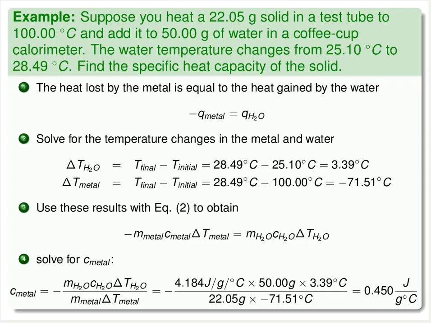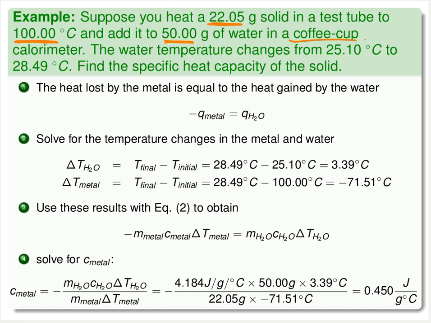Okay, so to make sense of this and get a feel for what we can do, let's look at a simple example where you have a heated chunk of solid. In this case, it's a 22.0 gram solid, and we've heated it up in a test tube, rather high temperature, all the way up to 100 degrees Celsius, and we add this now heated metal sample to 50 grams of water in this coffee cup calorimeter.